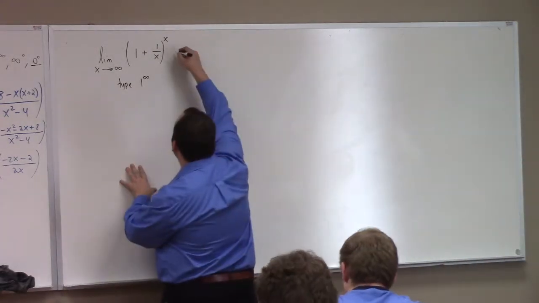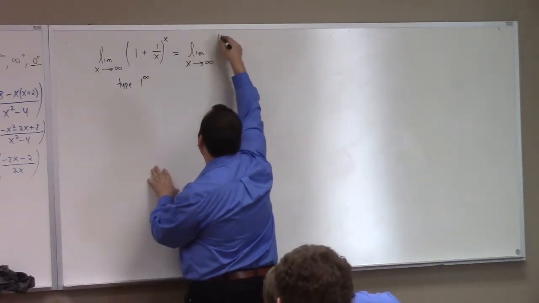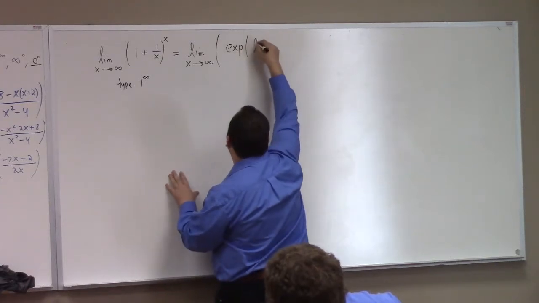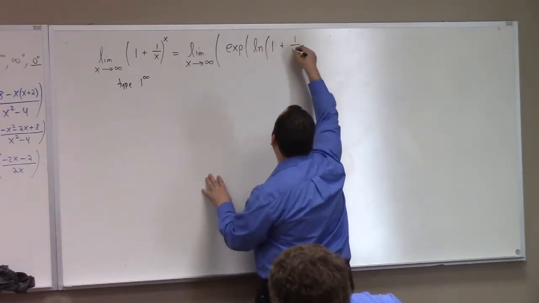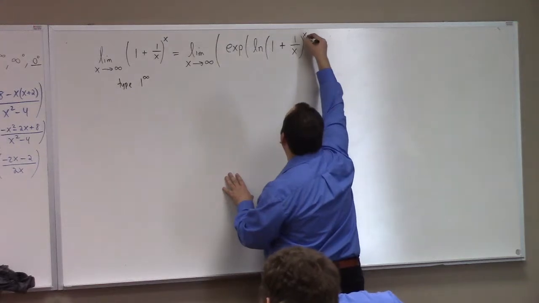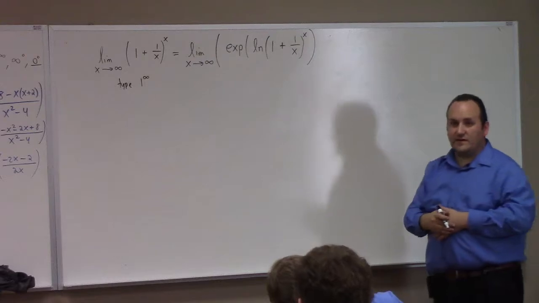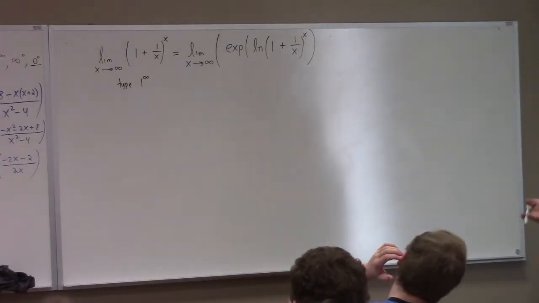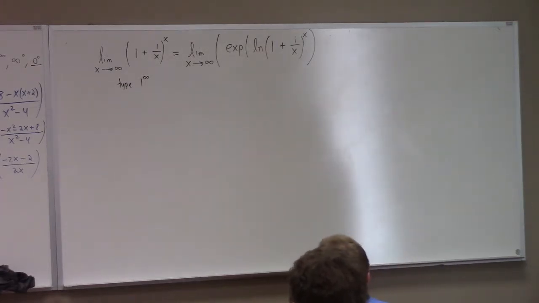I like to look at this as the exponential of the natural log of the thing I'm limiting. I can do this little trick provided that the limited function is positive. This makes sense because (1 plus 1 over x) to the x is positive. So I can take the log of it and then the exponential of that, and log and exponential are inverse functions. This is just like doing nothing, right?